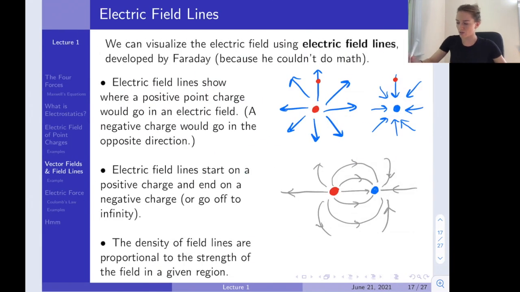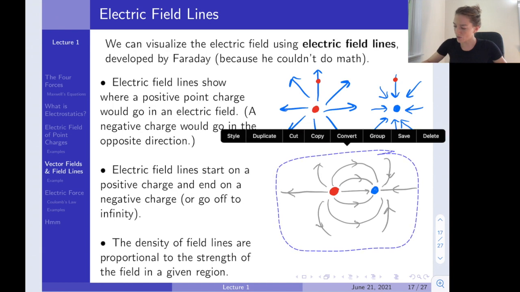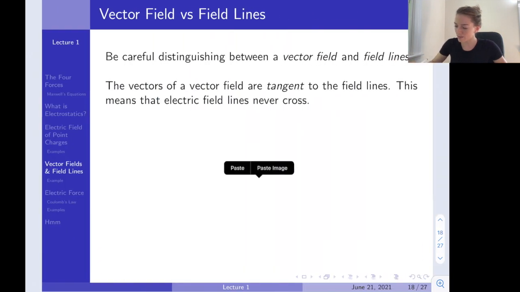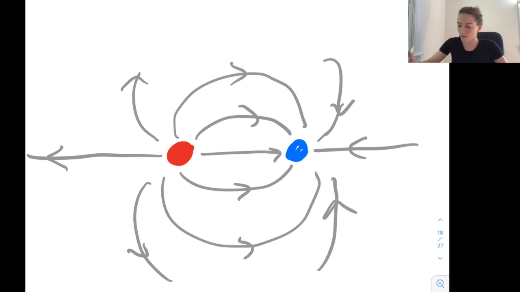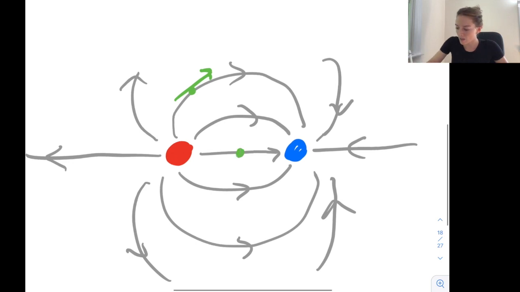Let's copy this little dipole here. For this dipole, the direction of the electric field is tangent at every point to the field lines. Right here, a tangent is like that, so that's the direction of the electric field at that point. Right here, the tangent is like that, so that's the direction of the electric field.